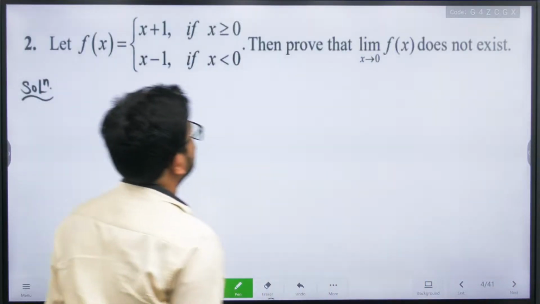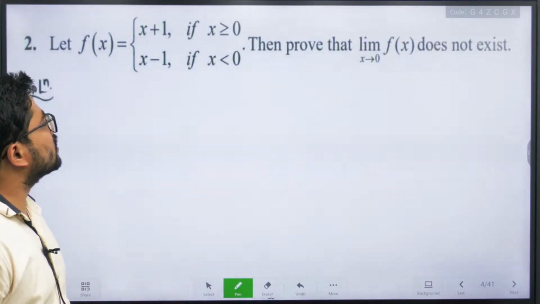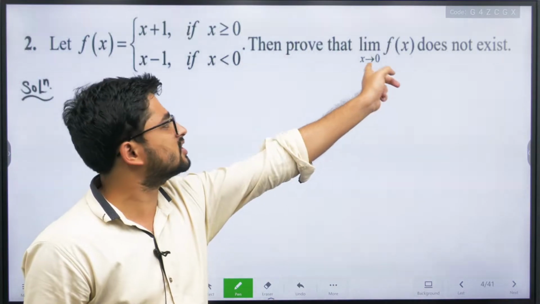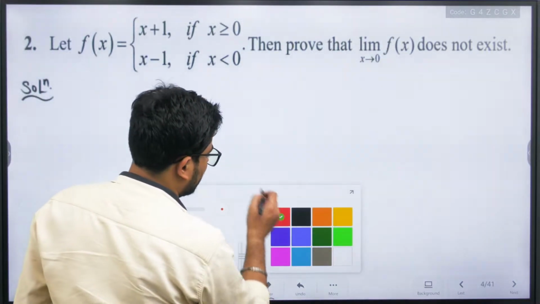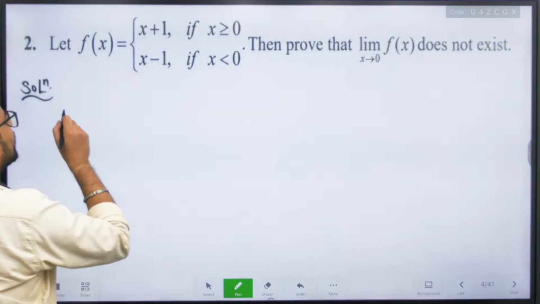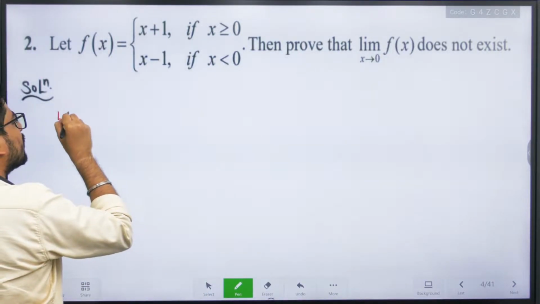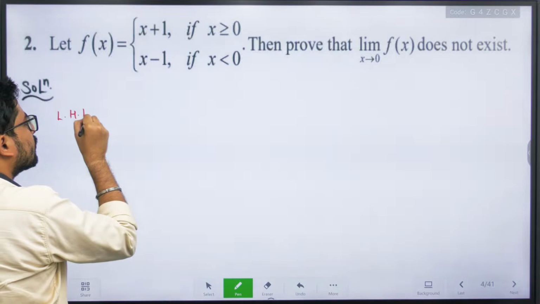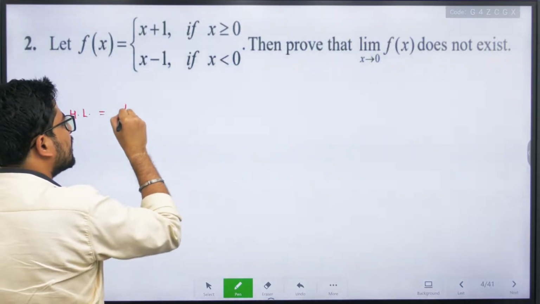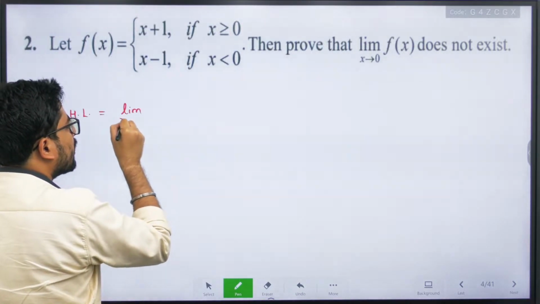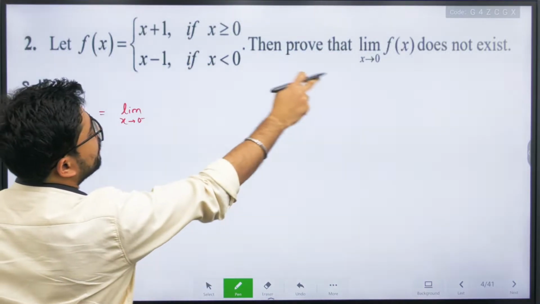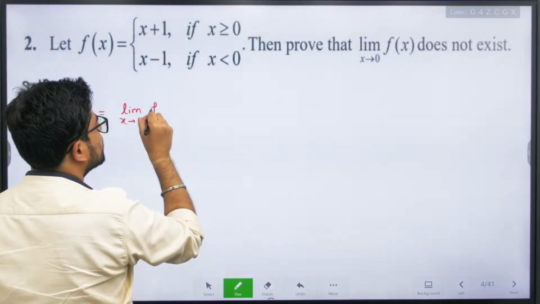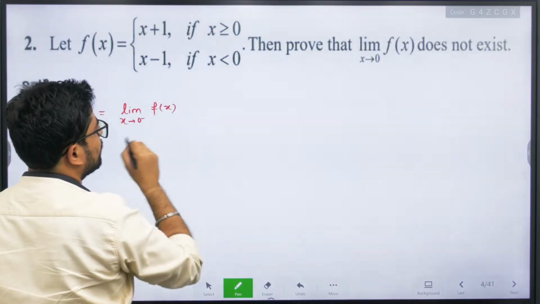Now, let's do the next one. This is your function and you have to prove that the limit does not exist at x equal to 0. First of all, let's calculate your left hand limit. The left hand limit is limit x tends to 0 minus of f(x).